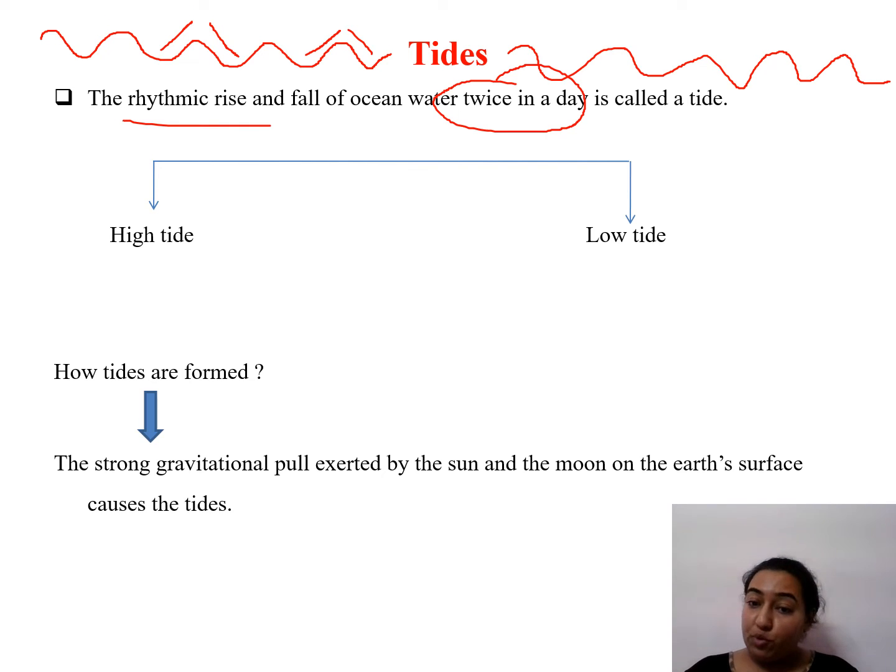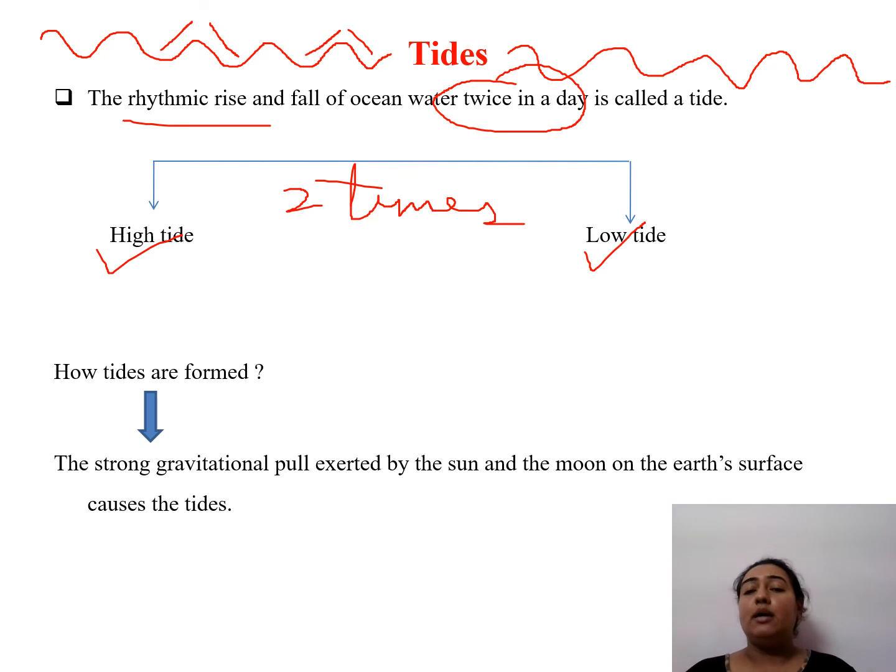Now tides are of two types. Twice a day, okay, two times a day, and then again we can see high tide and low tide. Let's study and discuss what is high tide and low tide. But what are tides? It is a rhythmic rise and fall. Okay, fine. But how are they formed?